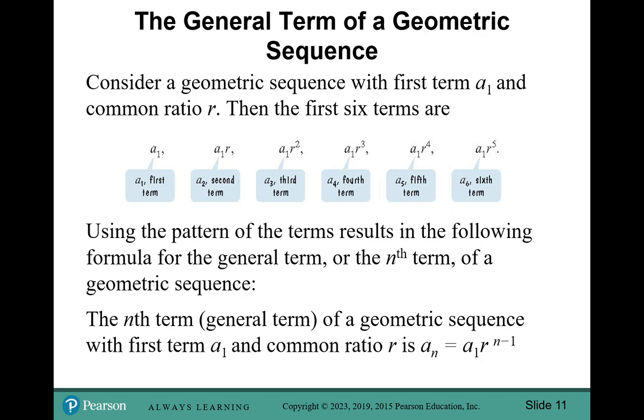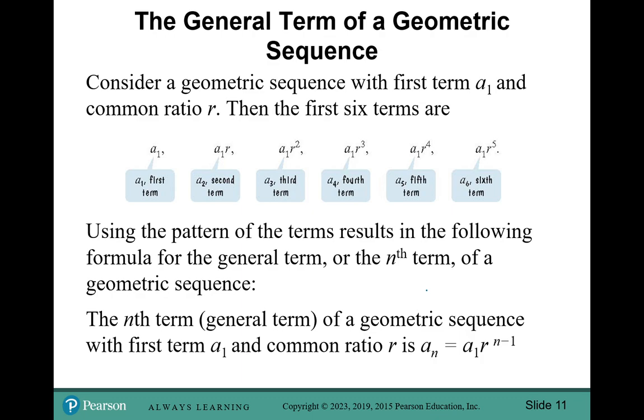Consider a geometric sequence with the first term a1 and common ratio r. Then the first 6 terms are a1, a1r, a1r squared, a1r to the third, a1r to the fourth, a1r to the fifth. So what we see is for a geometric sequence, using the pattern of terms results in the following formula for the general term, or the nth term, of the geometric sequence. The nth term of a geometric sequence with the first term a1 and common ratio r is a sub n equals a sub 1 times r raised to the n minus 1.